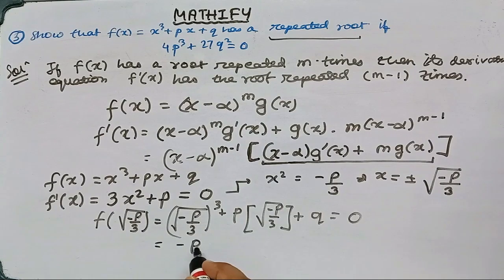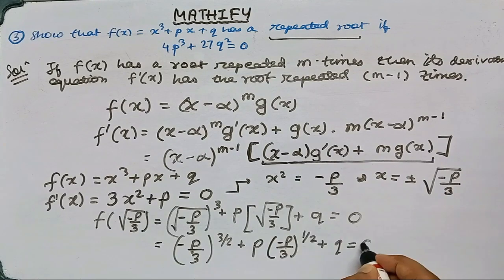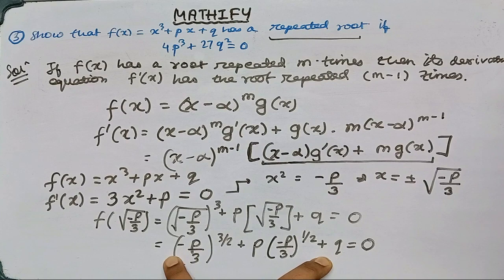So this will yield (minus p by 3) whole to the 3 halves plus p (minus p by 3) whole to the half plus q to be equal to 0. Okay, so then I have to copy this expression, and I have to rub the remaining board because I have run out of space.